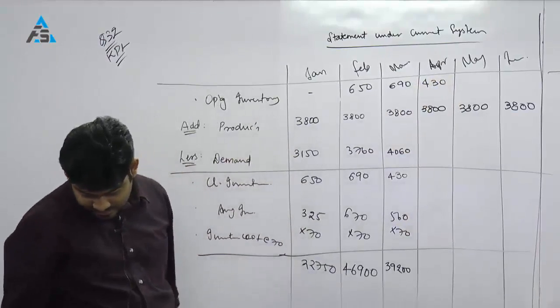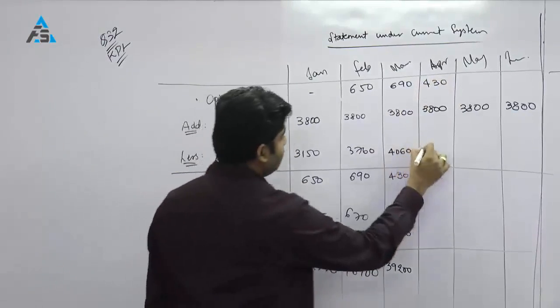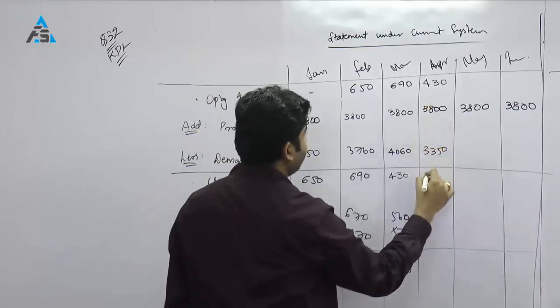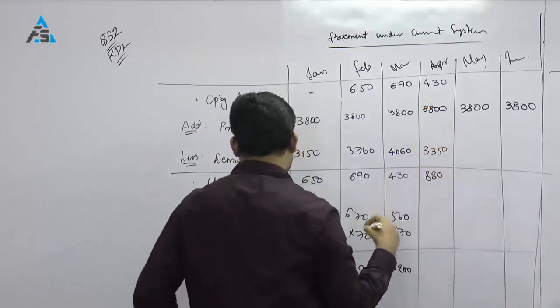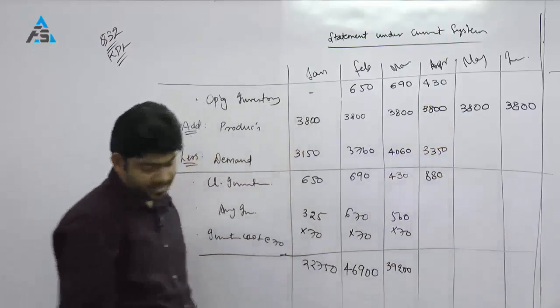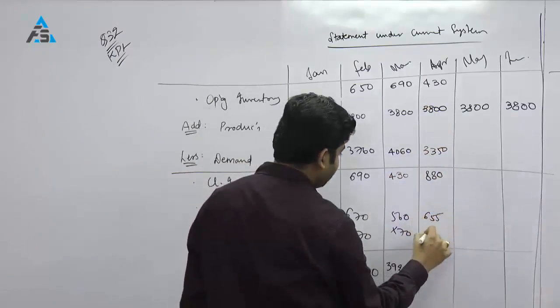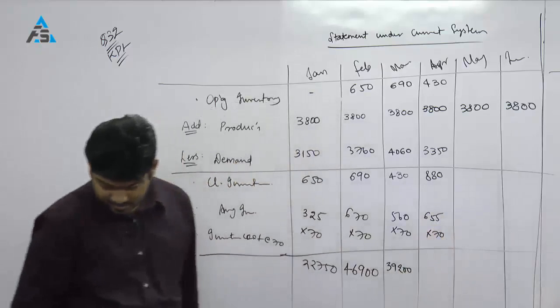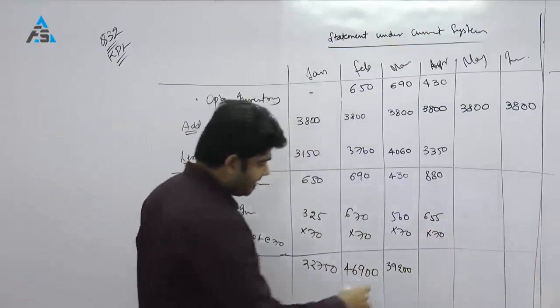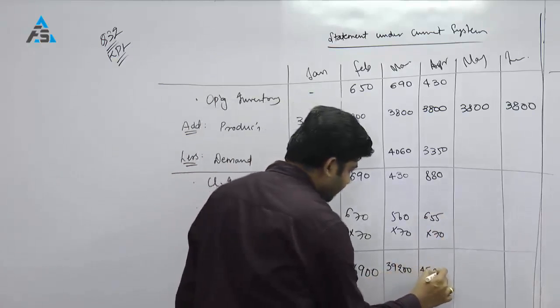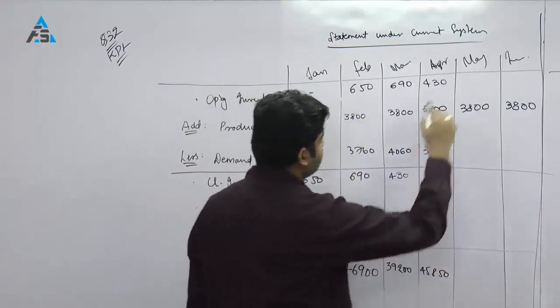Actually, the demand came to only 3,350, so my closing is 880. The average will be 880 plus 430 divided by 2, which works out to 655 into 70. That will work out to 45,850. Next, closing becomes opening.